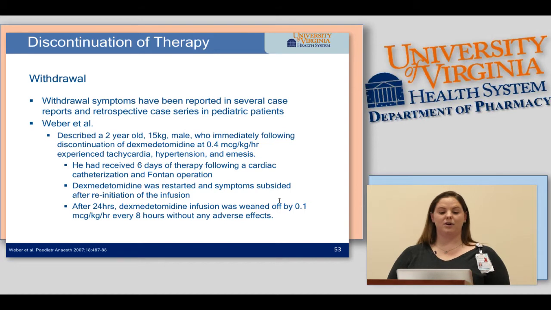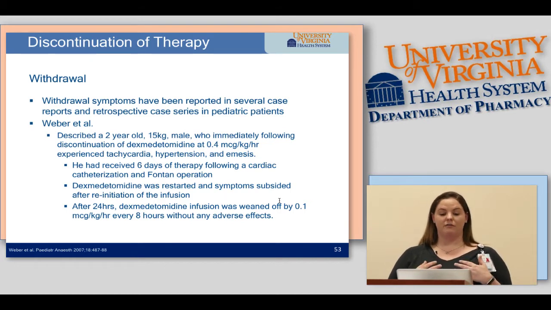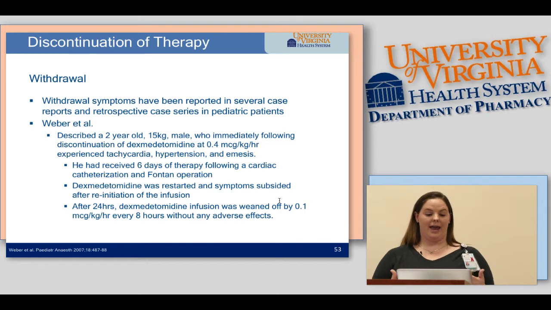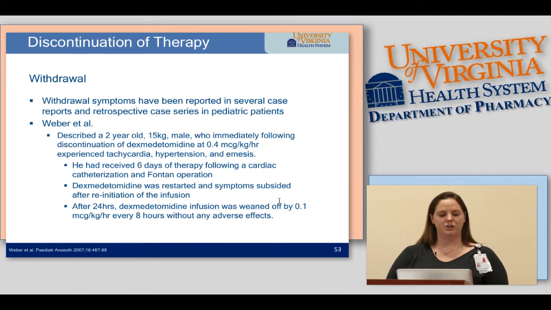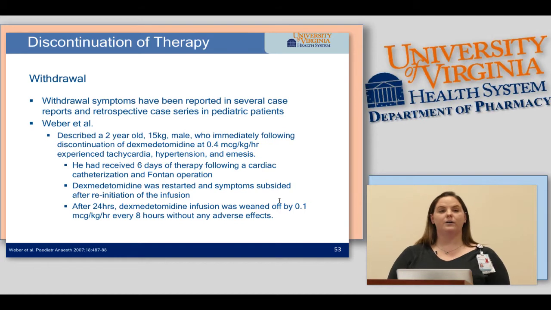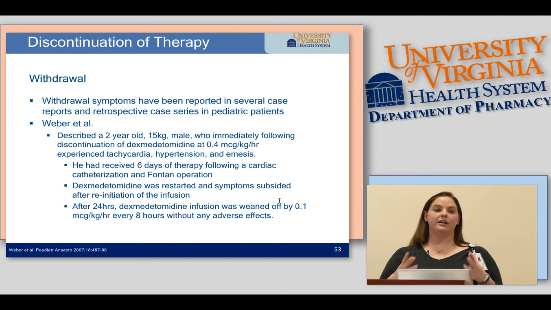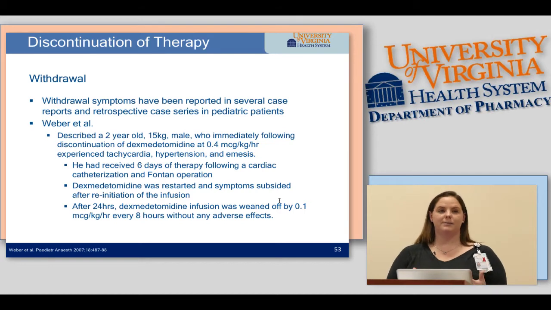So dexmedetomidine was restarted, and the symptoms of withdrawal decreased and went away with the reinitiation of the infusion. After 24 hours in this patient, the dexmedetomidine infusion was weaned off by 0.1 mcg/kg/hour every 8 hours without any further adverse effects. So this goes to show that in the literature, in these case reports, dexmedetomidine withdrawal is a real possibility.